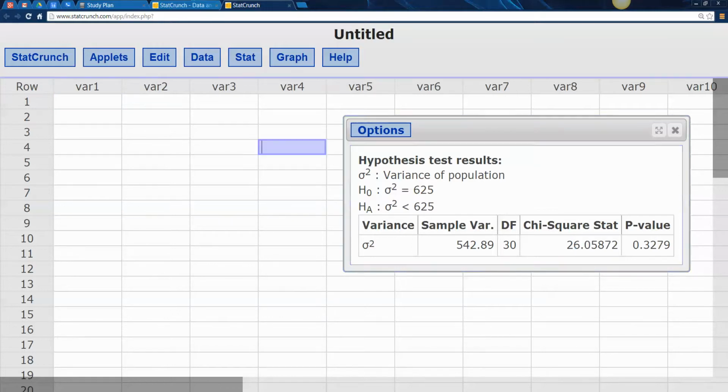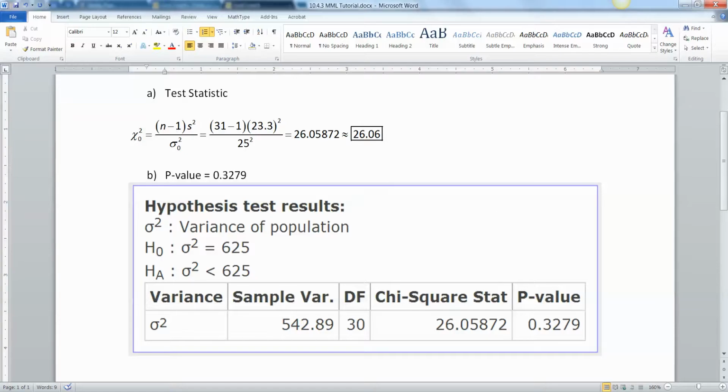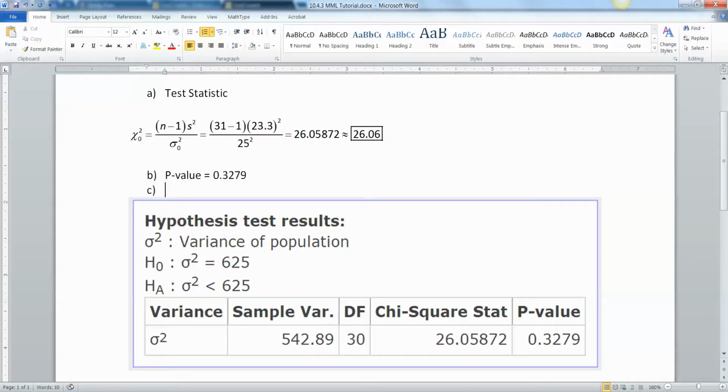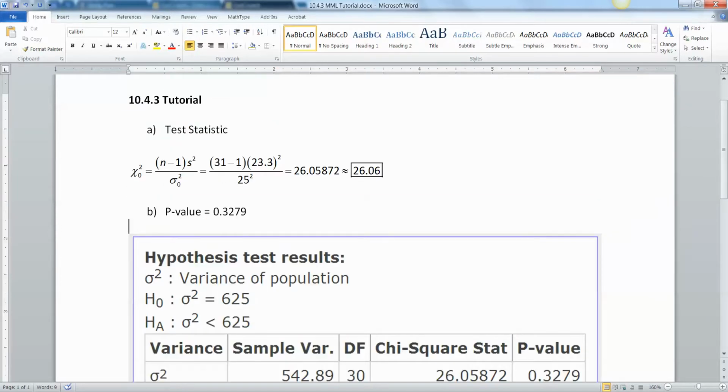Crafty, huh? All right, so let me copy all of this. One second. There we go. So the p-value is 0.3279. Now, just take a moment and realize what we're doing here.